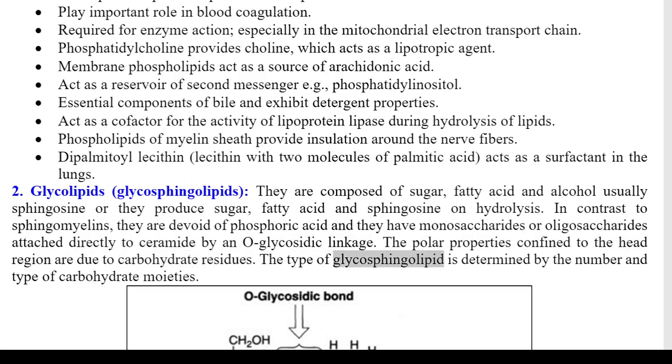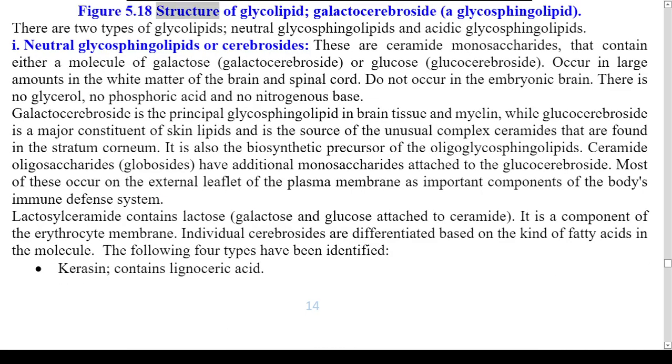The type of glycosphingolipid is determined by the number and type of carbohydrate moieties. Figure 5.18: Structure of glycolipid, galactocerebroside, a glycosphingolipid. There are two types of glycolipids, neutral glycosphingolipids and acidic glycosphingolipids. Neutral glycosphingolipids or cerebrosides are ceramide monosaccharides that contain either a molecule of galactose, galactocerebroside, or glucose, glucocerebroside.